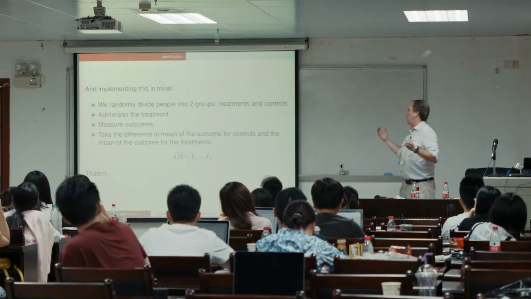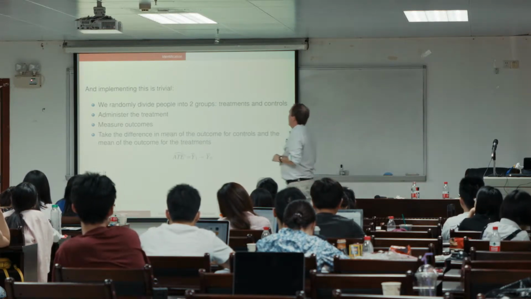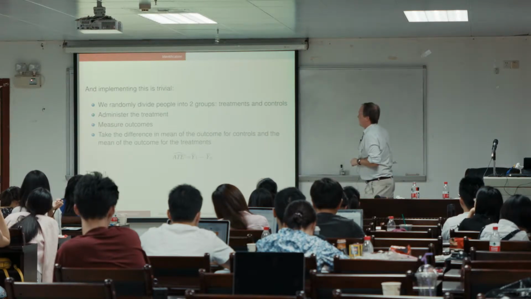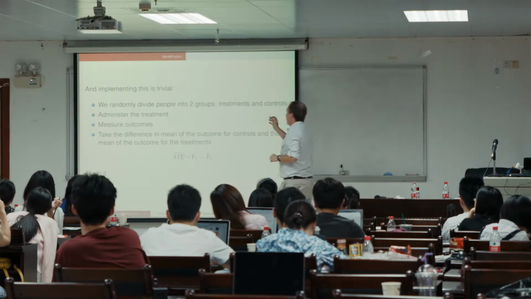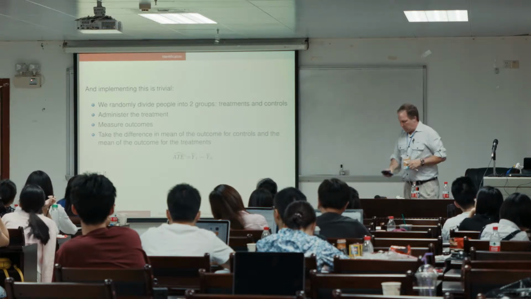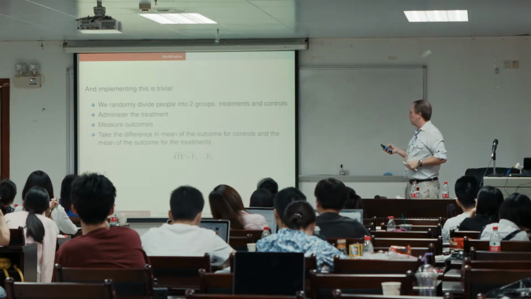Implementing this is trivial, so how do we implement it? We divide the data into two different groups. You guys are going to get the treatment. You guys are not going to get the treatment. We administer the treatment, we measure outcomes, and we get the difference. So implementing randomized controlled trials is trivial.